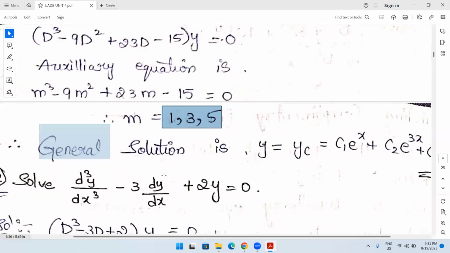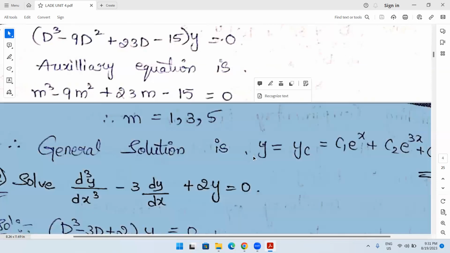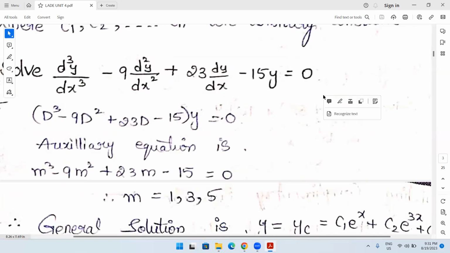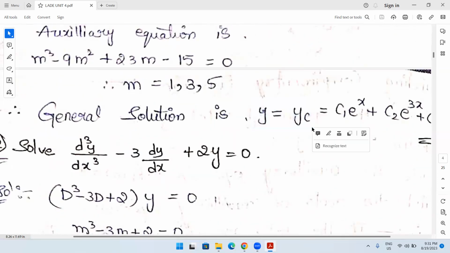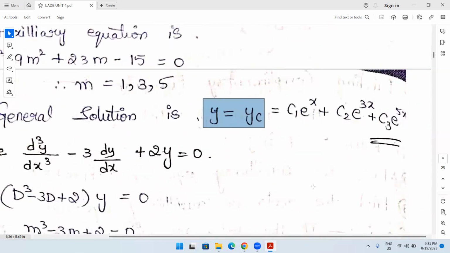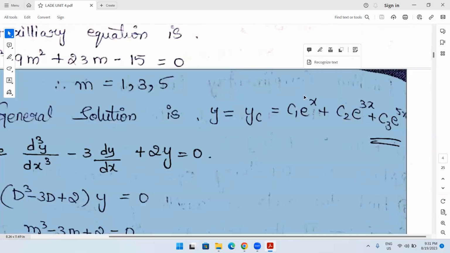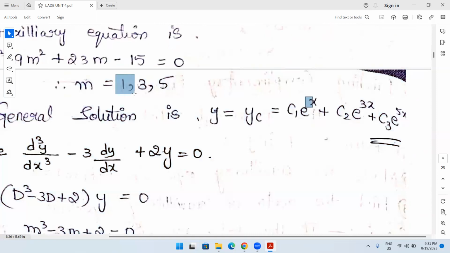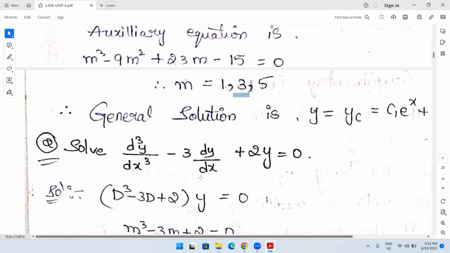Since these are distinct roots, the general solution is, since it is a homogeneous equation, y is equal to yc only. There won't be yp; yp is 0. Since the roots are real and distinct, we write c1 e power m1x, where m1 is the first root, 1, plus c2 e power m2x, where m2 is the second root, 3, and c3 e power m3x, where m3 is the third root, 5, so e power 5x. We substitute only the 3 roots; everything else remains the same. So this comes under the first case, real and distinct.